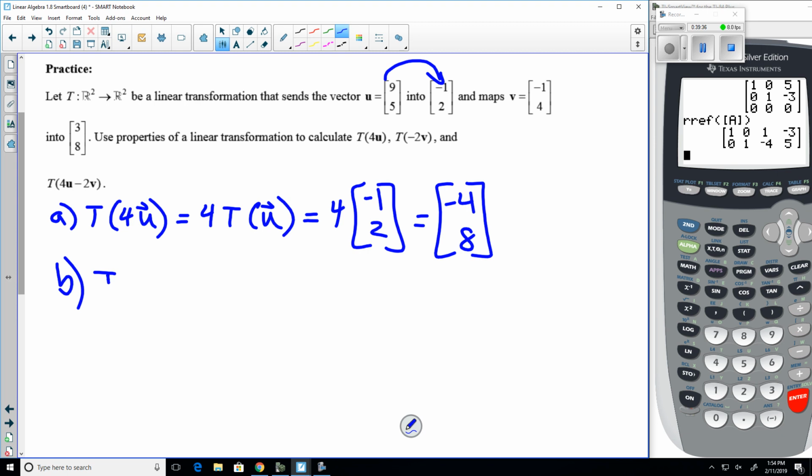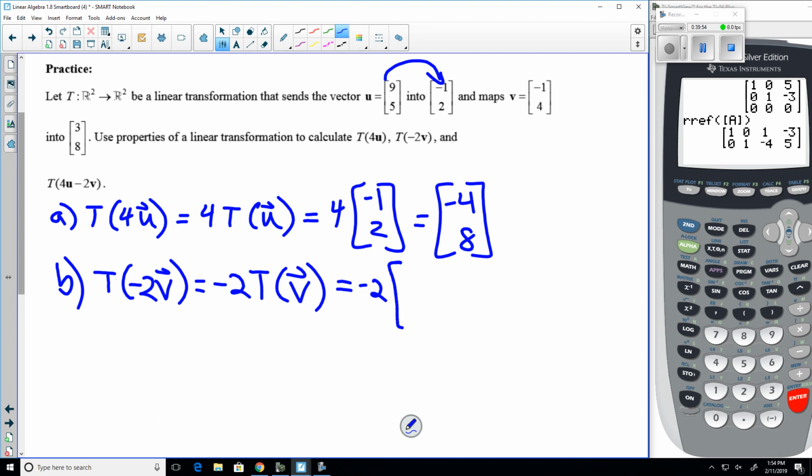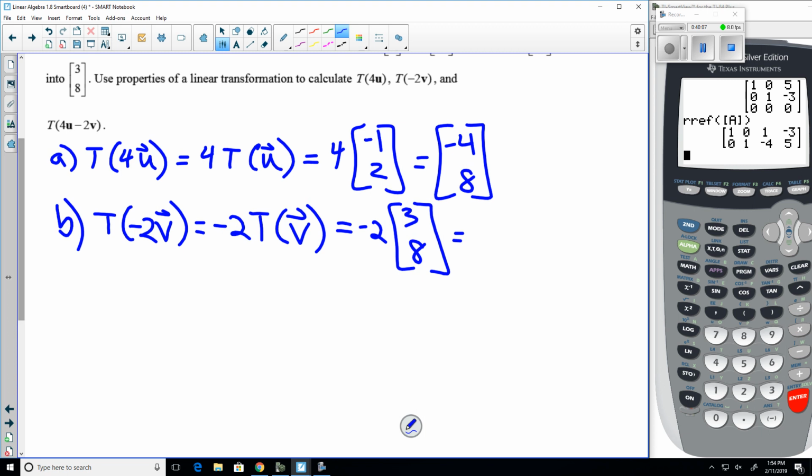B is T of negative 2 times v. So we could say negative 2 T of v. And what's T of v? 3, 8. So that is negative 6, negative 16.